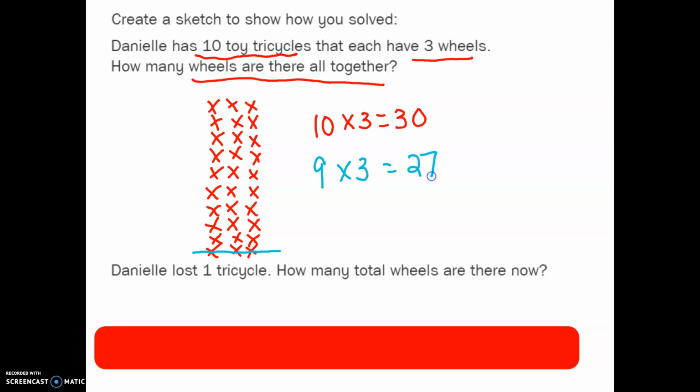So this is 27. Now, of course, I could count all those x's in the array, but if I use my helper fact and I think, now it's 10 times 3, but minus a row, so it's going to be that answer, minus 3.